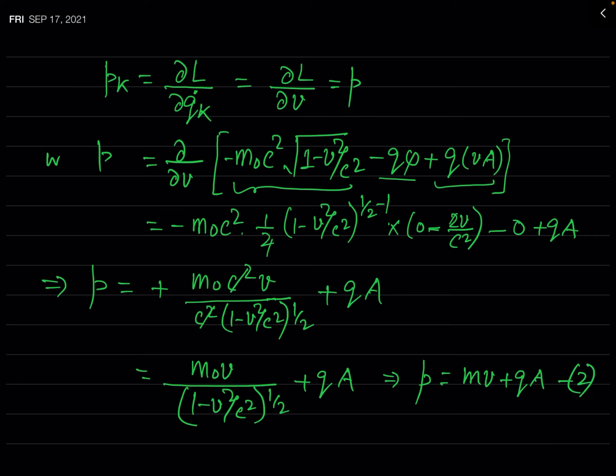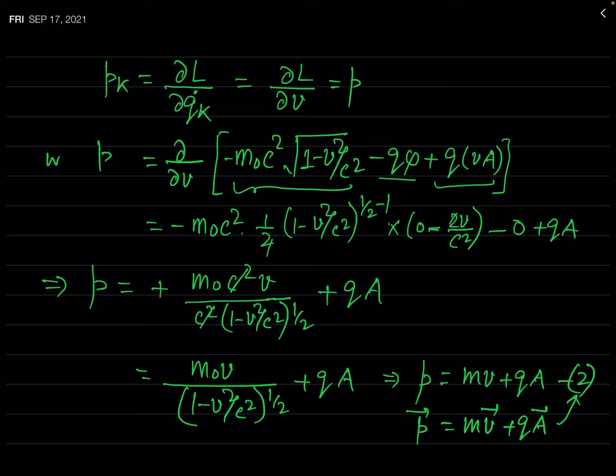In fact, if we want to write this equation 2 in vector form, how can you write? In vector notation, this vector p will be equal to mv plus q vector a. And this is also equation 2. This is not another equation. As I have told you, this m is m naught by square root of 1 minus v square by c square.